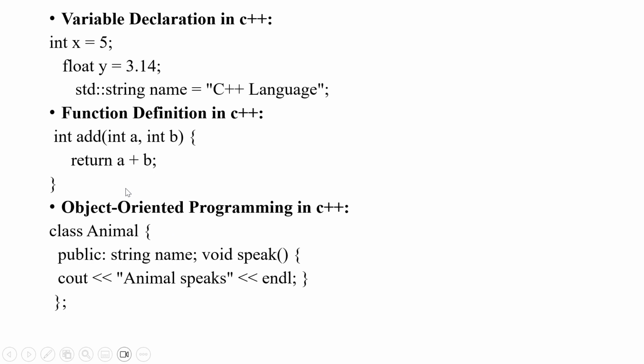Okay, and the variable declaration in C++ is like this: we are assigning a value of 5 to x, a float value of 3.14, and a string name as C++ language. The function definition is add, int a plus b, and it returns a plus b. For object orientation in C++, this is a class. The class name is Animal, with a public string name and void speak. Inside it, cout gives the output, and the text between the quotation marks is what is printed for the user.